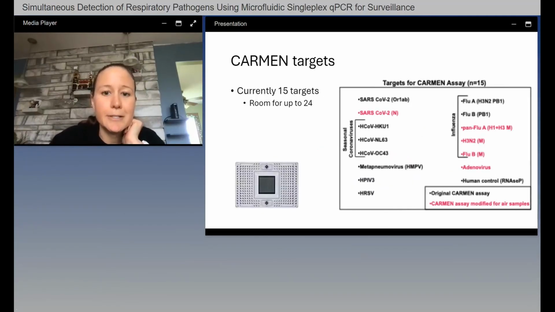Currently, there are 15 targets in the Carmen assay, and they're shown here on the right. So we have 2 targets for SARS-CoV-2, as well as seasonal coronaviruses, metapneumovirus, human parainfluenza virus 3, and RSV. We have flu A and flu B targets, both the PB1 gene, and we expanded it for air samples to the M gene as well to get a greater sequence diversity, particularly for flu A. We also looked at adenovirus, and we have a human control, which is RNase P.